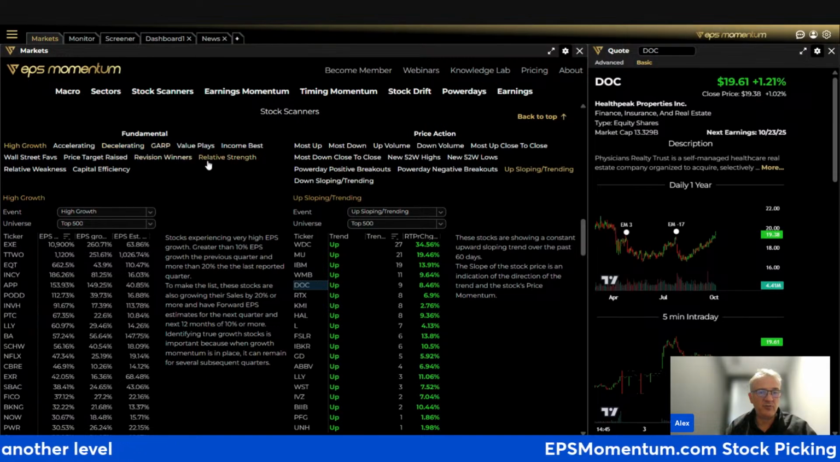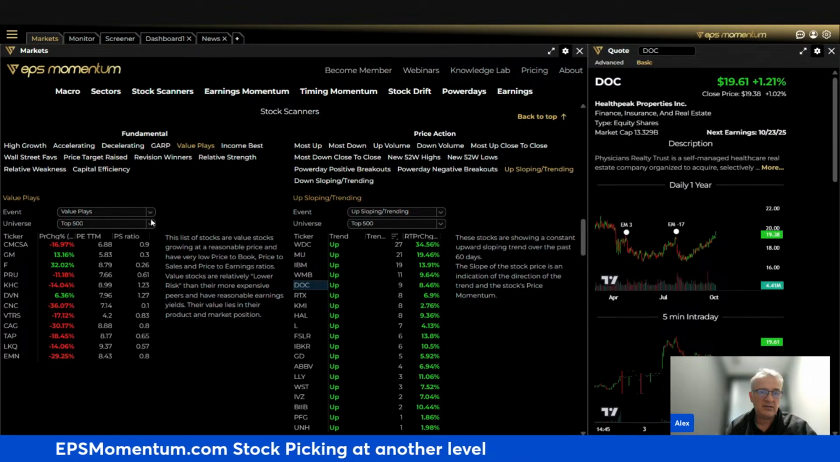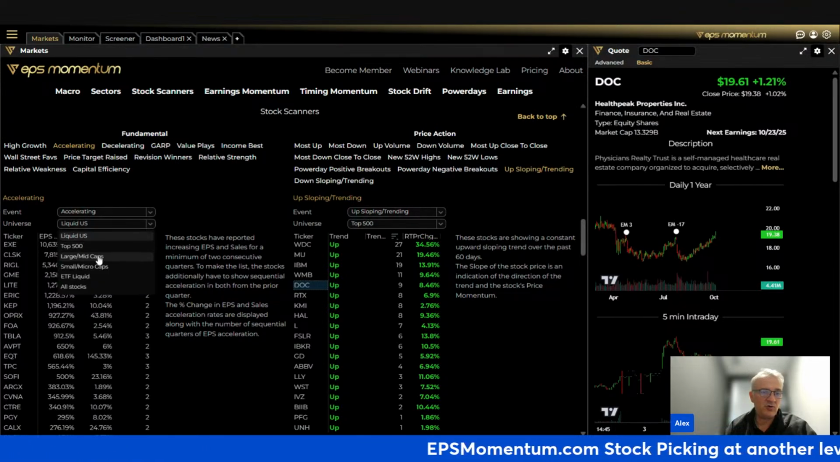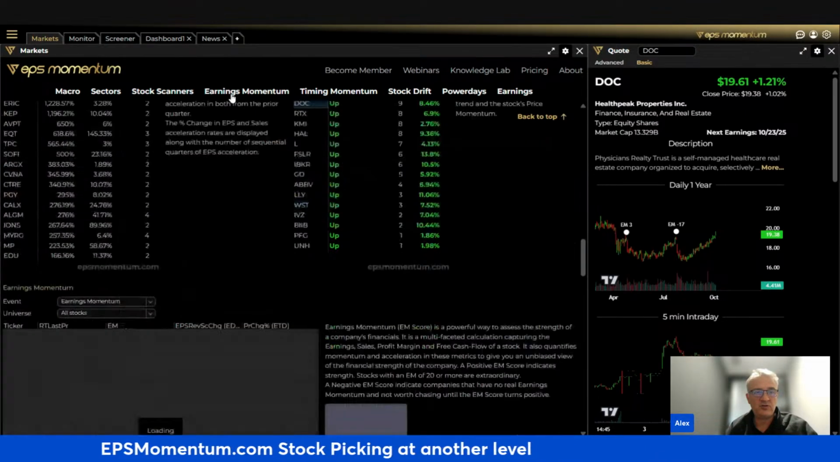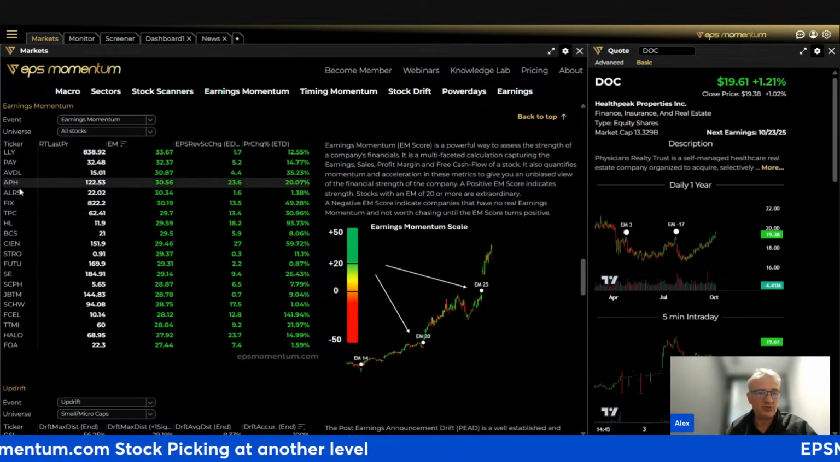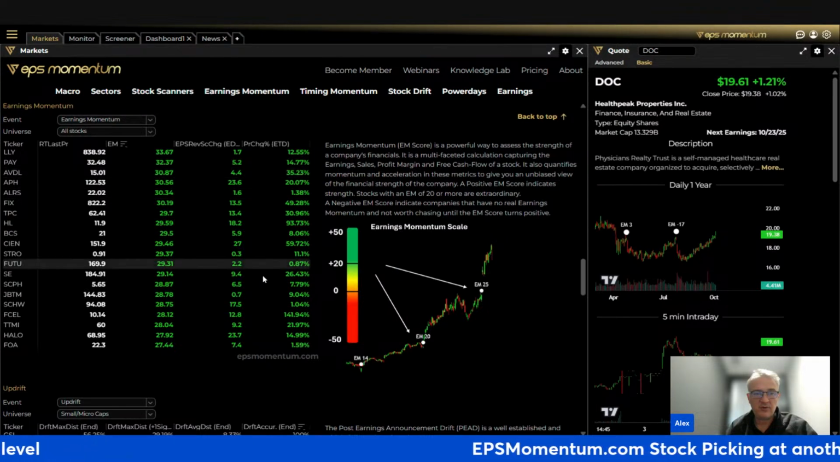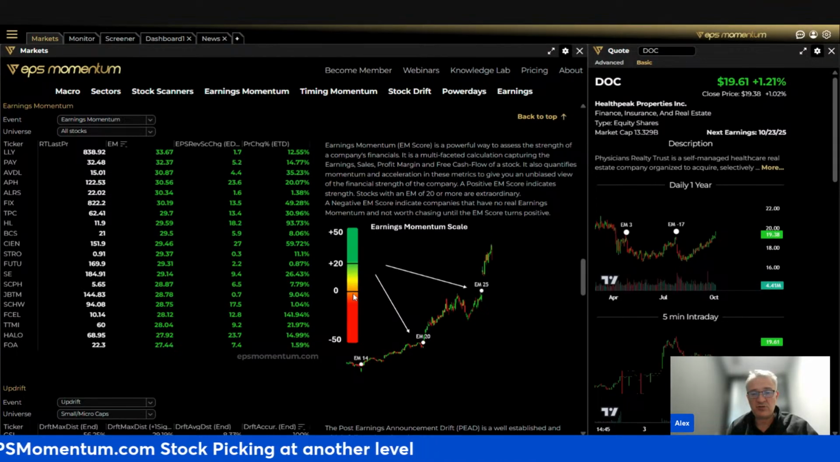We also have the fundamental parts, where we have the price target raised, we have the value plays, we have the income best, decelerating or accelerating, based on liquid names or just the large caps, anything you would want here. We can focus also on earning momentum and timing momentum, which are two of our very famous metrics. The earning momentum is the EM score between -50 and +50. It gives you the ability to focus just on the most important stocks.